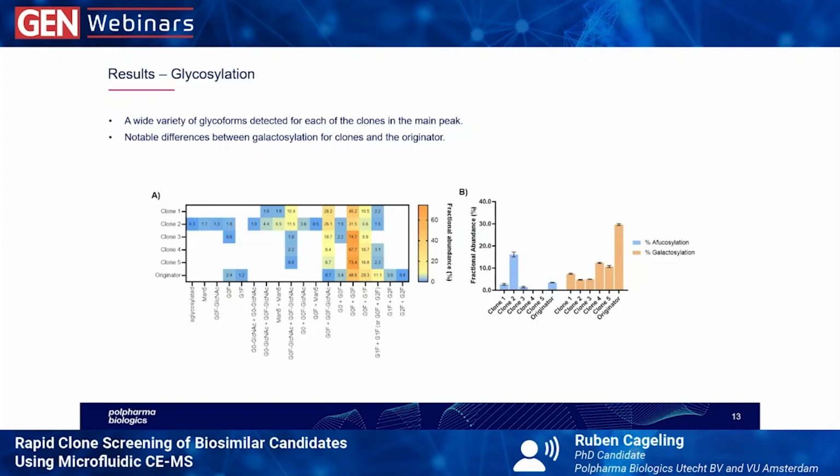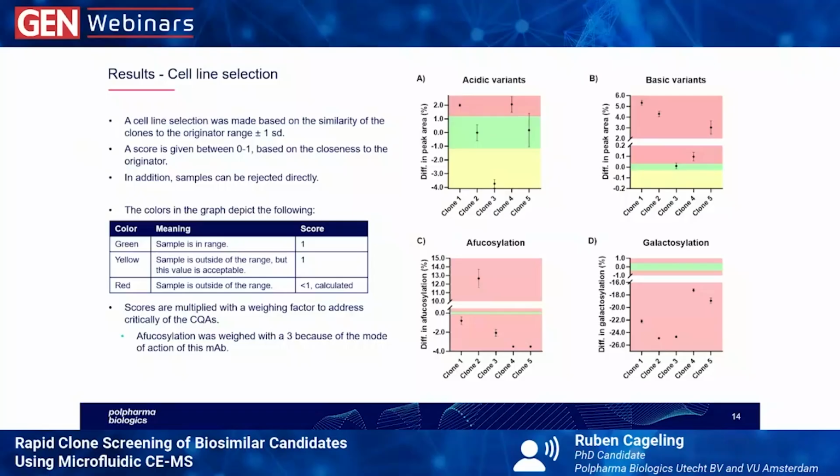Well, now we have all the information from the analysis, so now we can make an actual cell line selection. So what we did, we compare all the results of all the clones to the originator. We take the originator range and one standard deviation from the triplicate, and we see if the samples fall within the range or outside of the range. And then we give a score between 0 to 1 based on the closeness of the originator.